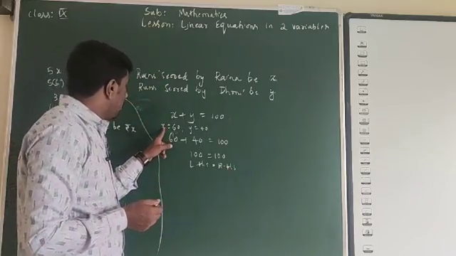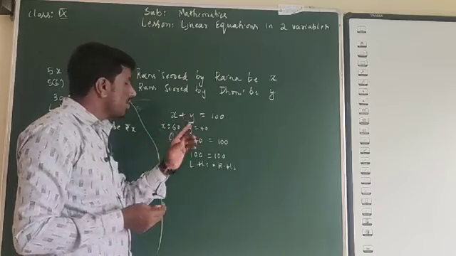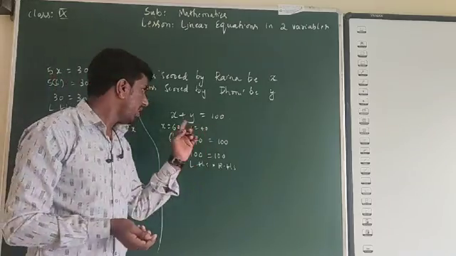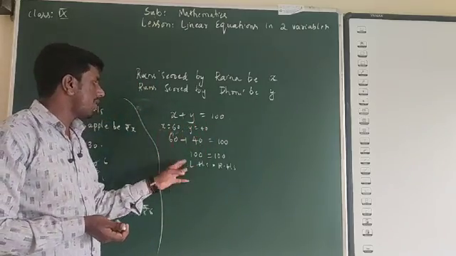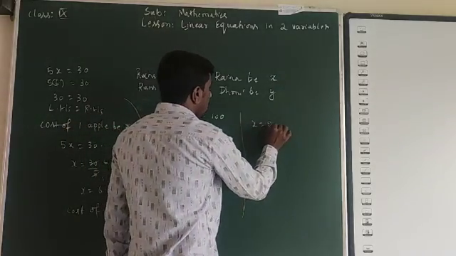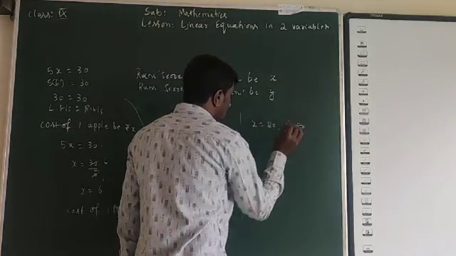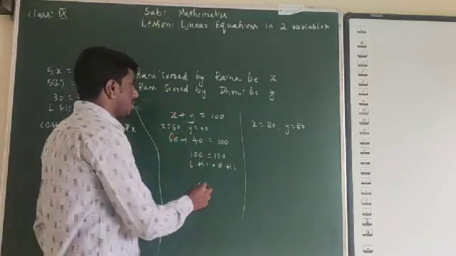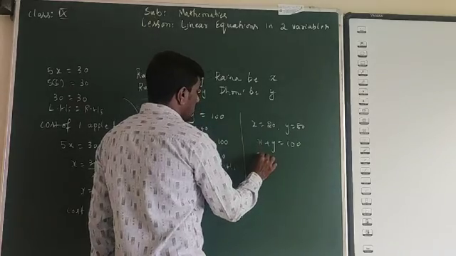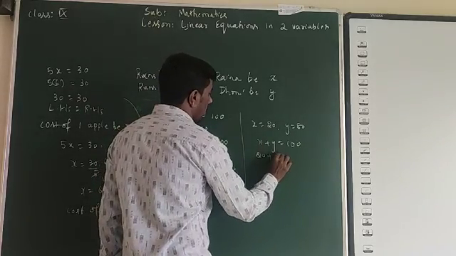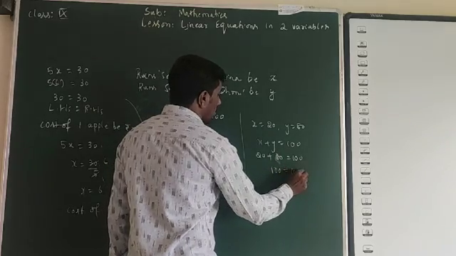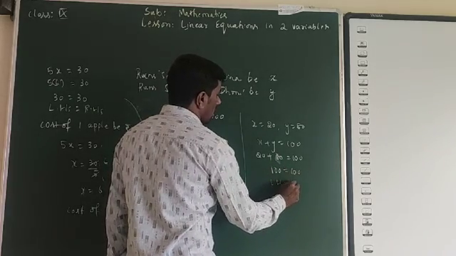Here, is there only one value, x is equal to 60, y is equal to 40, for which this equation holds? Or is there any other x and y value for which LHS is equal to RHS? We'll see that. I take x is equal to 20, so y is equal to 80. We substitute in this equation. We know that x plus y is equal to 100. So 20 plus 80 becomes 100, and 100 is equal to 100. That means LHS is equal to RHS.